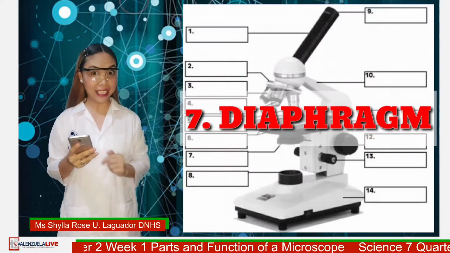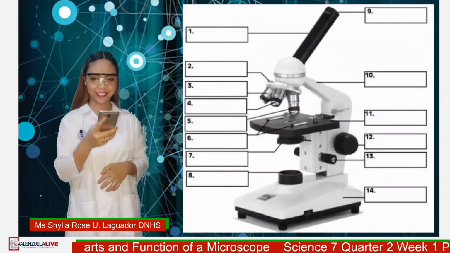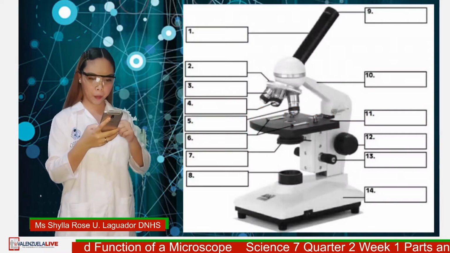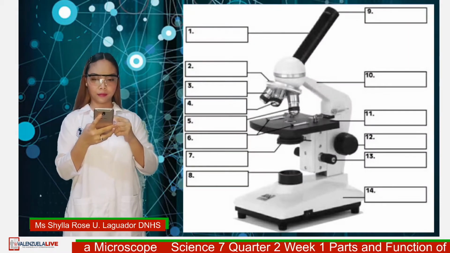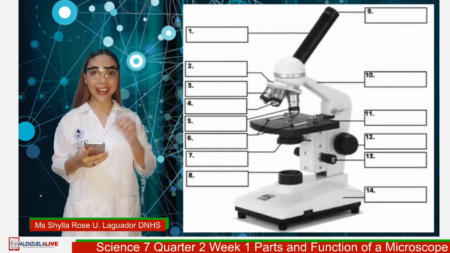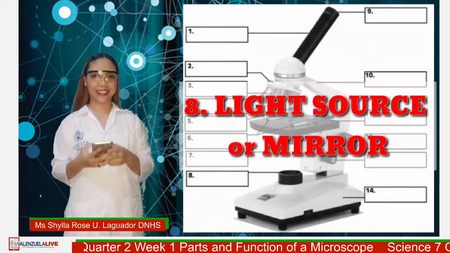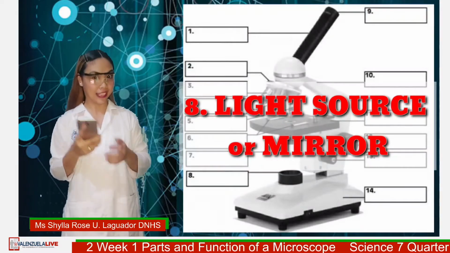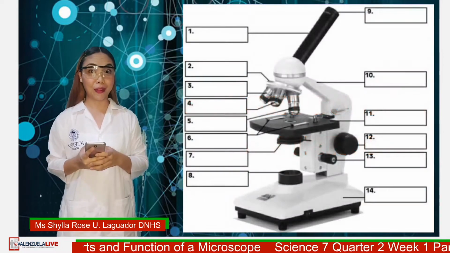Alright, number 8 is very easy. Encode your answers. Okay, so the correct answer in number 8 is light source or mirror. So you can consider both. Either be light source or mirror. So what about number 9?